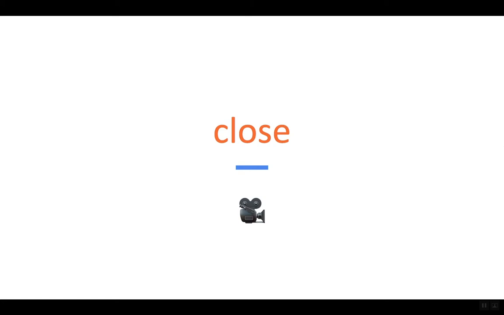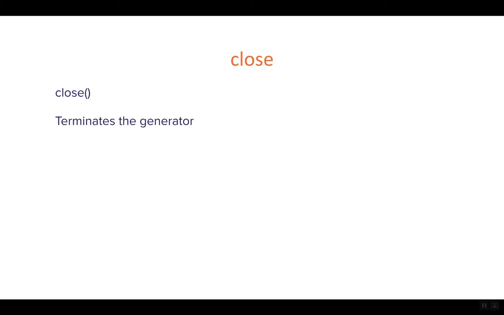All right, so let's talk about the close method. Close is the final of the three methods that we're going to talk about, and it's basically the method that we can use to terminate our generator. Okay, so all future values are discarded. As soon as the close method is invoked, a message is sent to the generator, and the generator needs to handle that message in order to terminate.